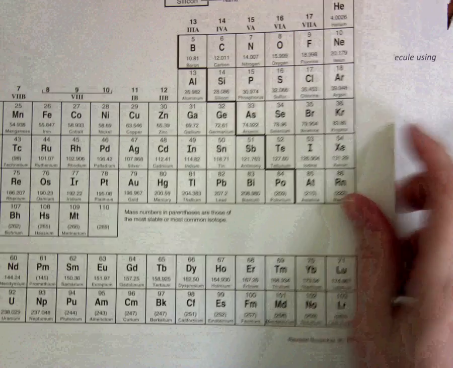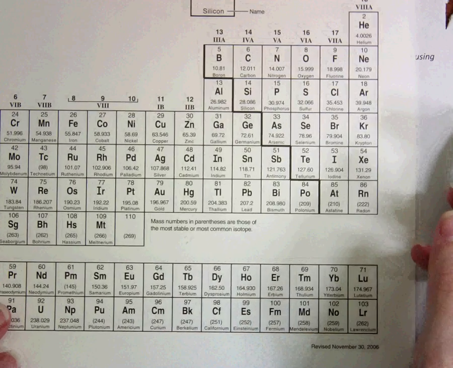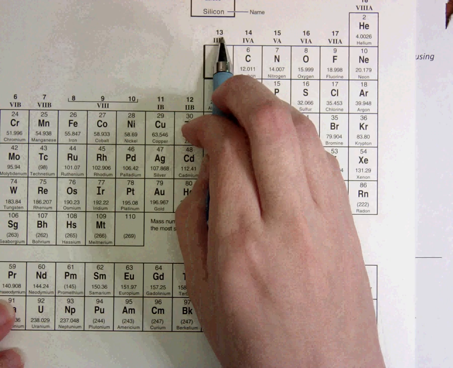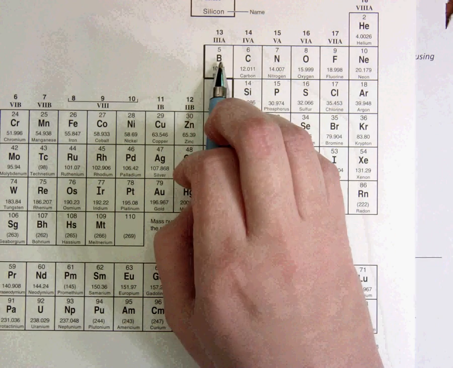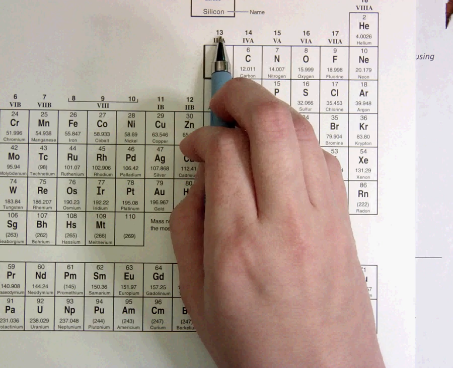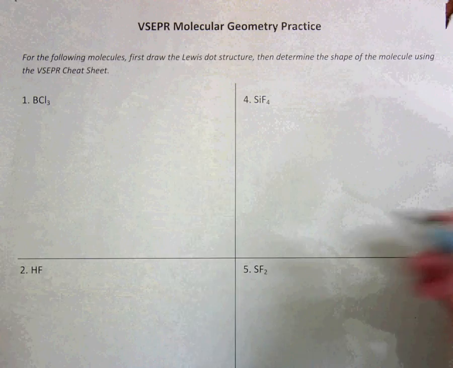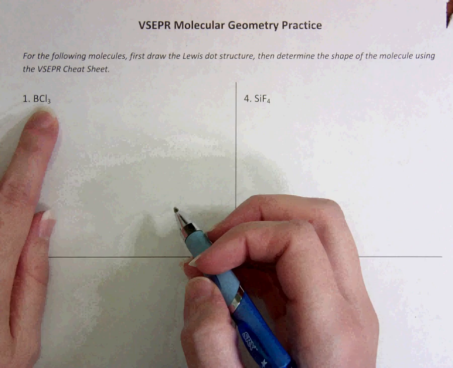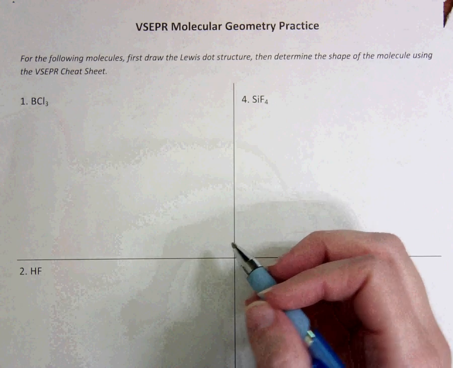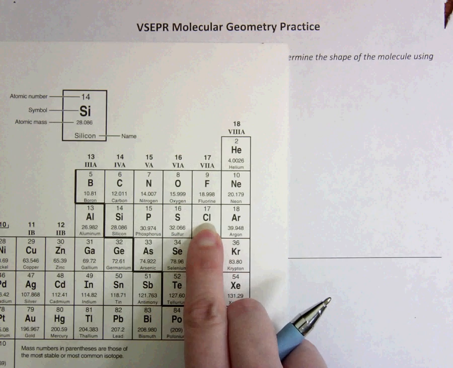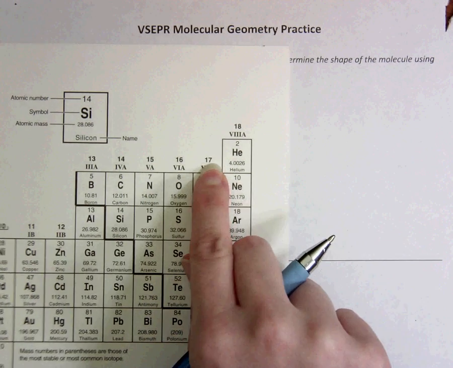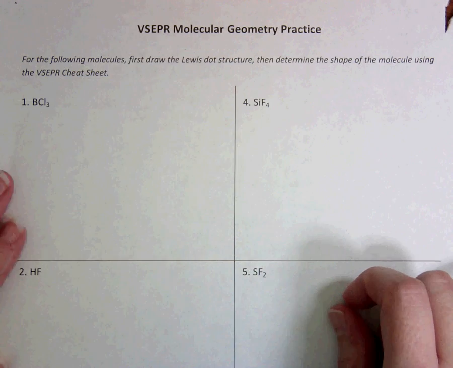So I find on here boron, B, I know has 3 outer electrons because it's in group 13. So that number 3 there lets me know it has 3 outer electrons. So I know boron will have 3. Chlorine is in group 17. So it has 7 valence electrons. And so I will draw 7 dots around it.